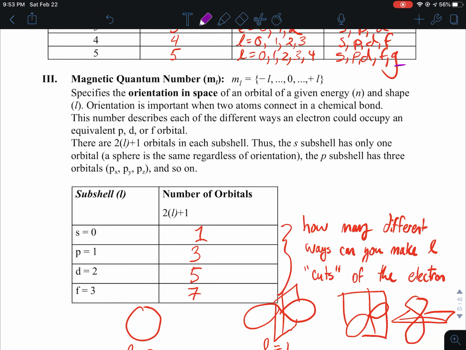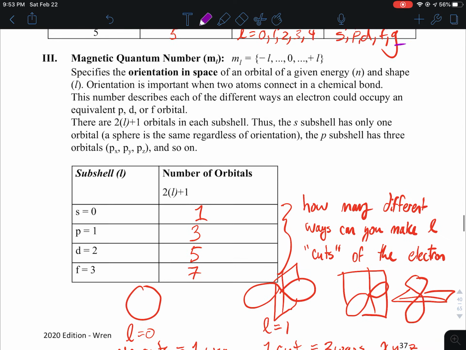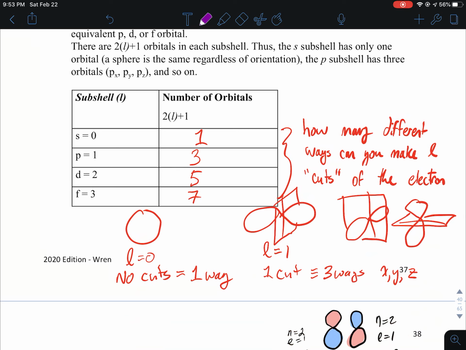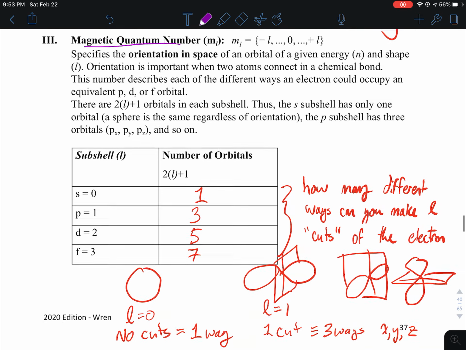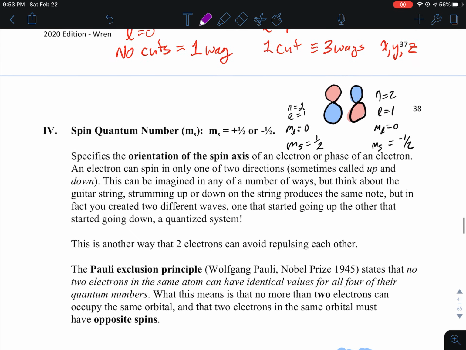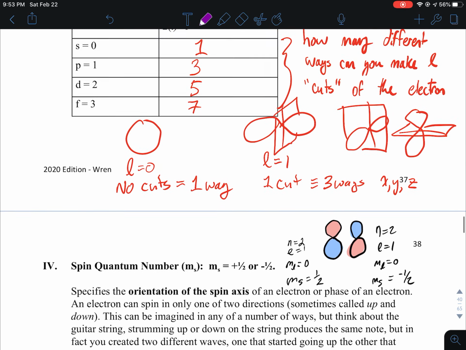All right, so we saw that some of the shapes have direction. Actually, all of the shapes have direction except for s, where L equals 0. Because they have direction, we have to have a number that tells the difference between these directions. So this is called the magnetic quantum number, and it is about the orientation in space. What direction is the orbital facing?